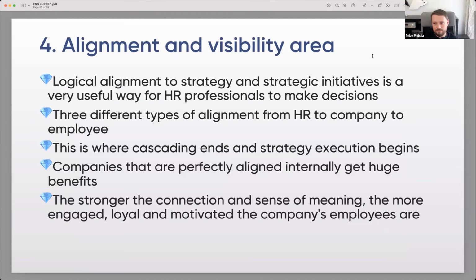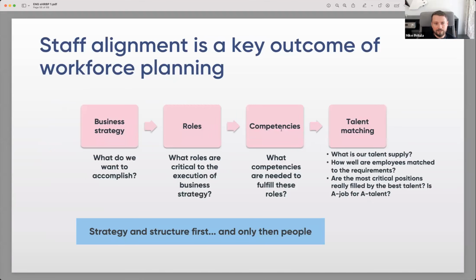Then the alignment and visibility area, which is very important for HR business partners to connect their employees' work with the company strategy. So it's about logical alignment to strategy and strategic initiatives, a very useful way for HR professionals to make decisions. There are 3 different types of alignment, from HR to company to employee. This is where cascading ends and strategic execution begins. Companies that are perfectly aligned internally get huge benefits. The stronger the connection and sense of meaning, the more engaged, loyal, and motivated the company's employees are. Staff alignment is a key outcome of workforce planning.